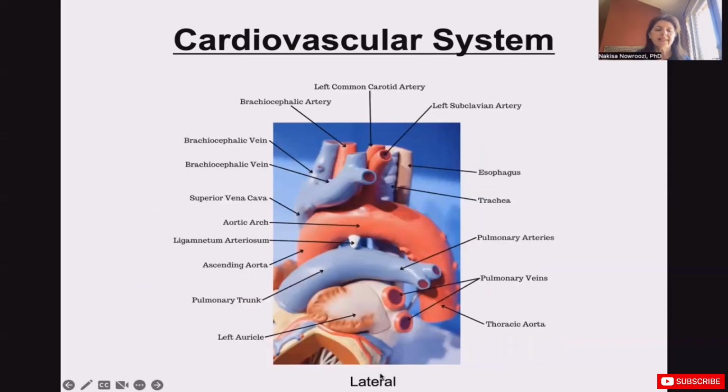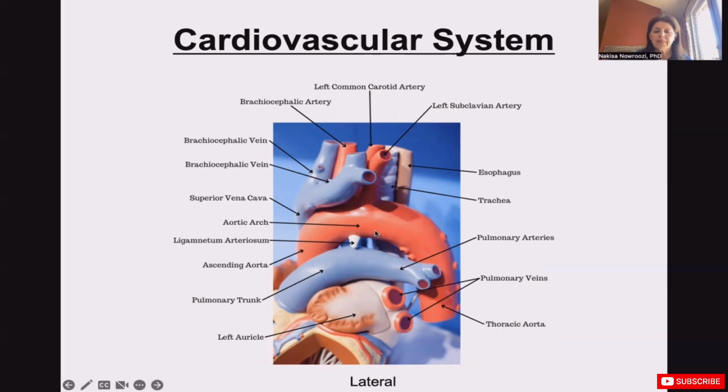Here we're looking at the lateral view of vascular system. This is left auricle, left ventricle here, and I see a part of chordae tendineae here. Pulmonary trunk will branch into pulmonary arteries on the left side and on the right side. We see a beautiful ligamentum arteriosum. The spelling is incorrect. Ligamentum, E-N-T-U-M, we have to correct it.